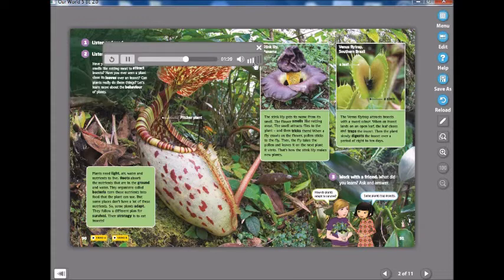Please repeat just the vocabulary. A strategy. Plants and animals have a strategy for survival. Not the sentence, okay? Just the word.